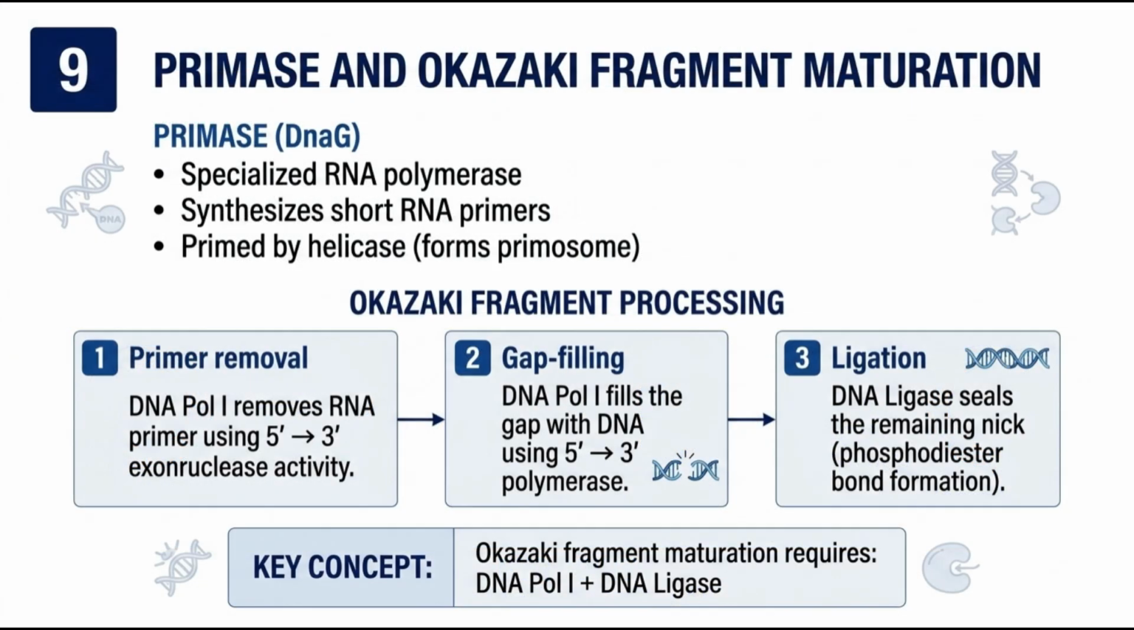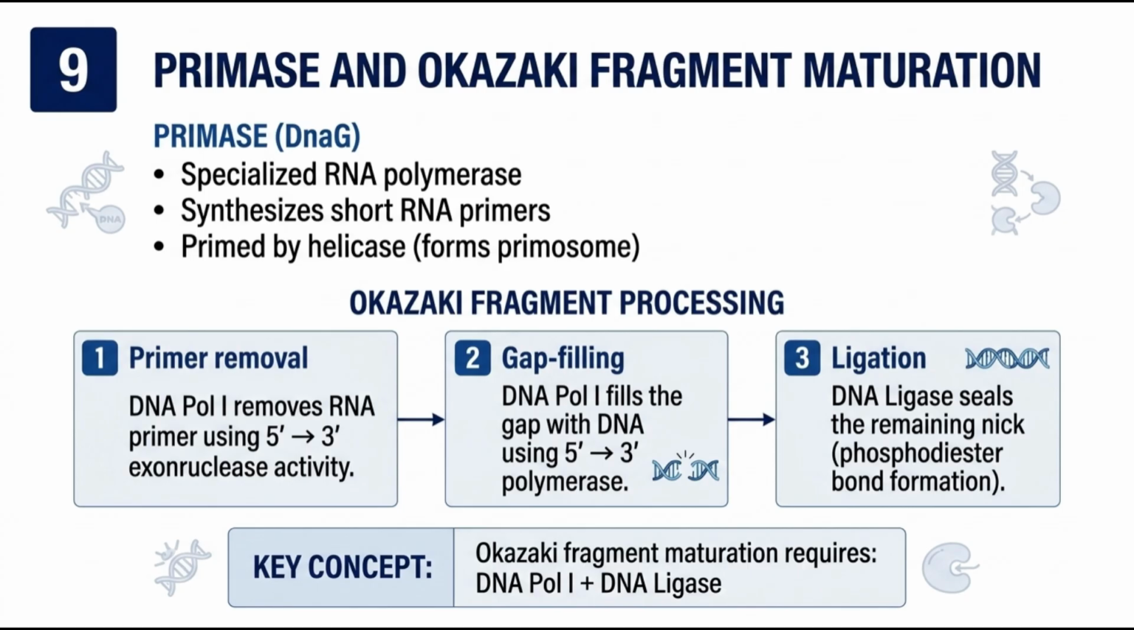Primase and Okazaki fragment maturation. Primase is a specialized RNA polymerase that synthesizes short RNA primers. These primers provide the free 3' OH group required by DNA polymerase III. During lagging strand synthesis, multiple RNA primers are generated, resulting in multiple Okazaki fragments. These fragments must later be matured into a continuous DNA strand.